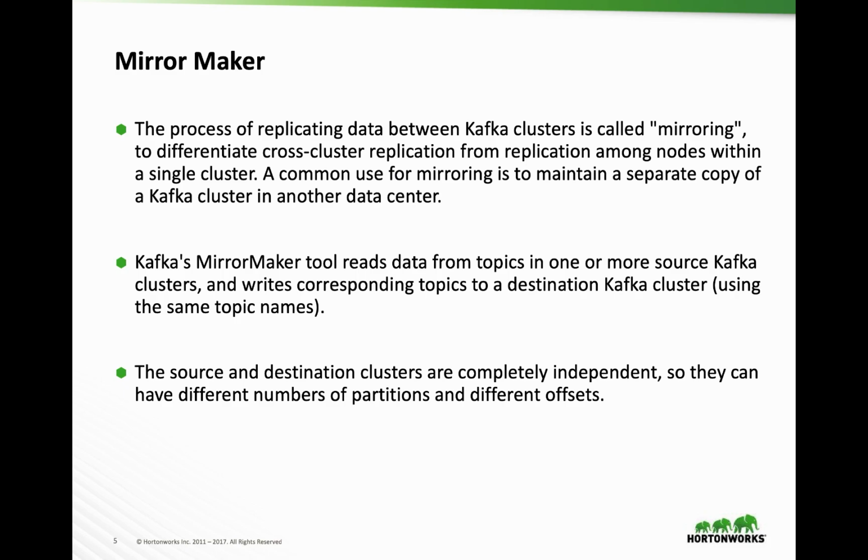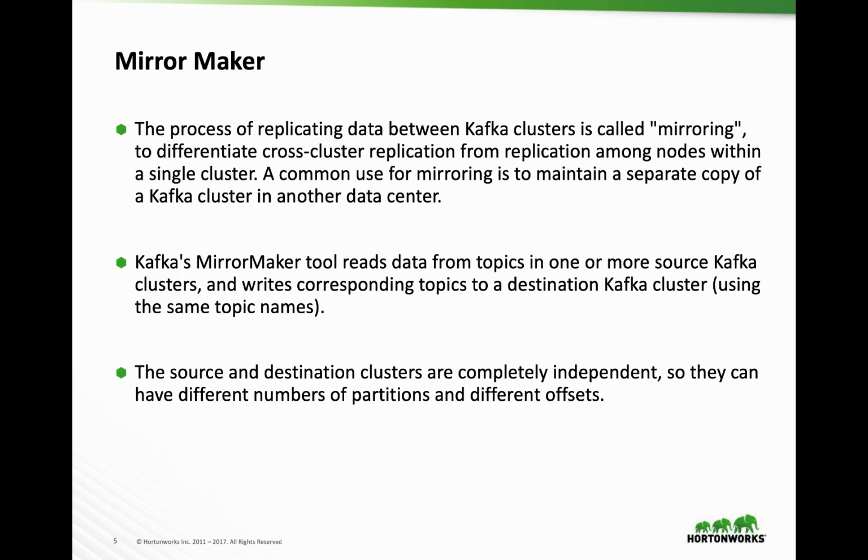The Kafka Mirror Maker tool is basically a consumer producer. The consumer goes to cluster A and connects to the topics that you specify, gets the data from there, and produces the data to cluster B. So all the messages received by a topic in cluster A will be available in cluster B in the same topic. The source and destination clusters are completely independent, so they can have different numbers of partitions and different offsets. The important thing is to have the same topic names.